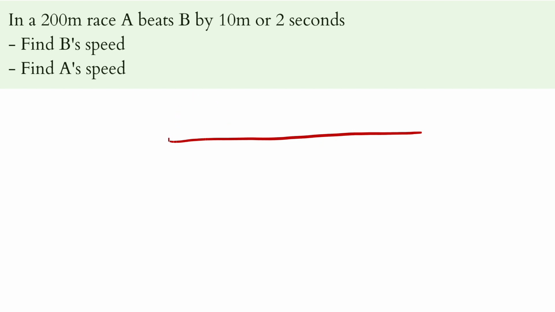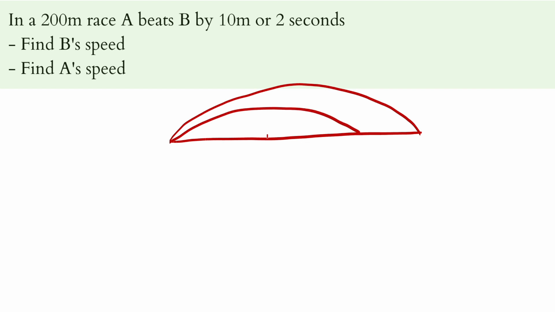Okay. Now, A beats B by 10 meters. That means by the time A finishes the race, B must be somewhere behind A, right? So A must be here, B must be somewhere here. And the distance between A and B must be 10 meters. The difference is 10 meters or 2 seconds. It's given, right? 10 meters is equal to 2 seconds.